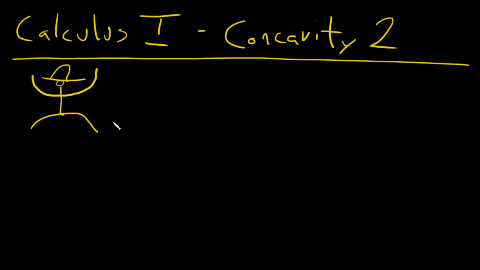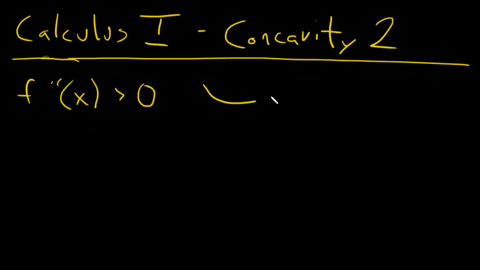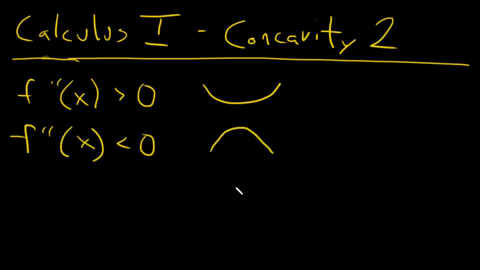Now let's talk about something kind of cool. I'm going to erase that so it's not distracting me. Bye, little cowboy. So here we go. If I have f double prime of x greater than 0, it's concave up. If I have f double prime of x less than 0, it's concave down.